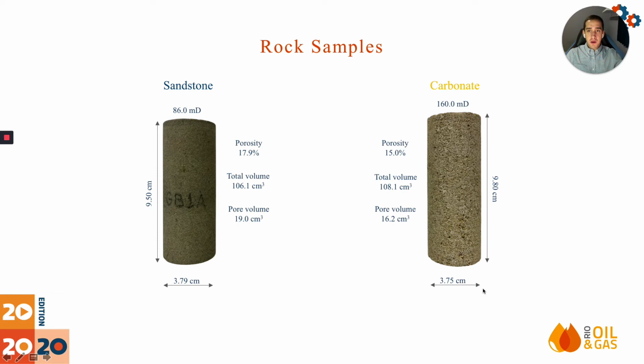Here are our rock sample characteristics. We have two rock samples with almost the same size, very near porosity, and a slight difference in the permeability. The sandstone is 86 millidarcy and the carbonate is 160 millidarcy.